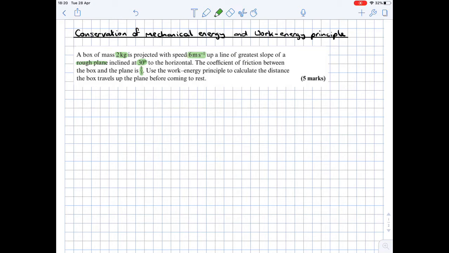So just highlighting the key information. Now I'm going to draw a diagram. So let's make our diagrams nice and big and clear. So we know we have 30 degrees. The box starts low and it has a mass of 2 kilograms, so a weight of 2g. There is a reaction. It is moving up the slope with a speed of 6, and it travels up the slope until the speed is equal to 0.